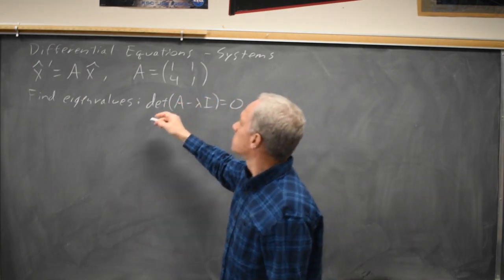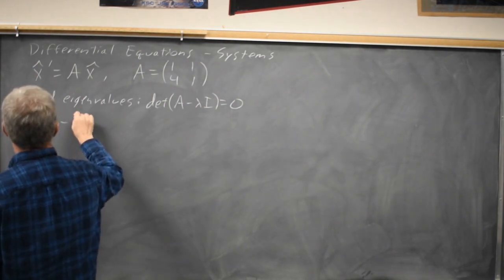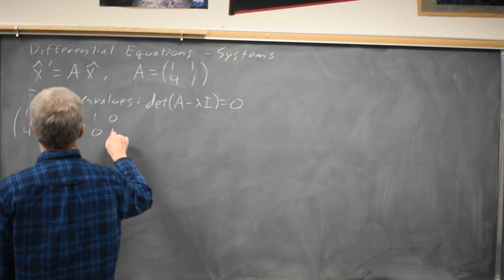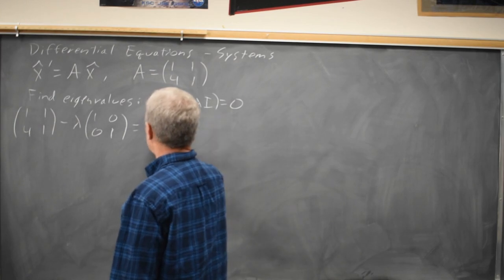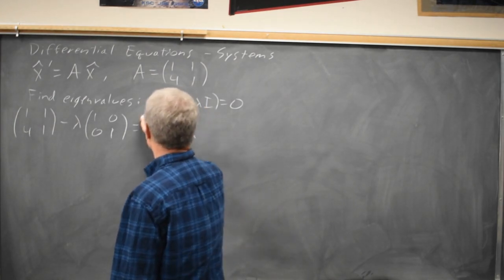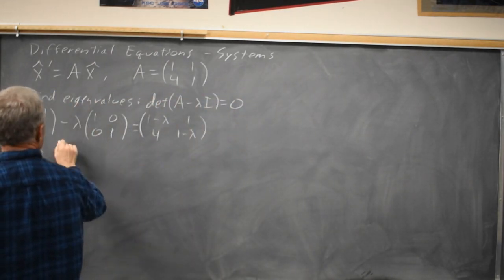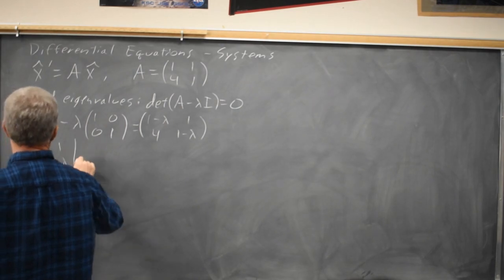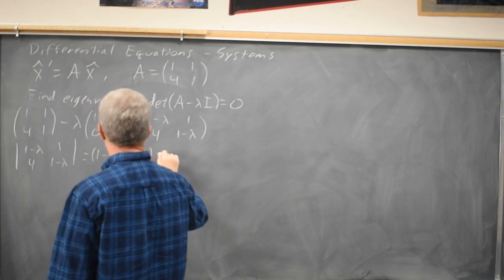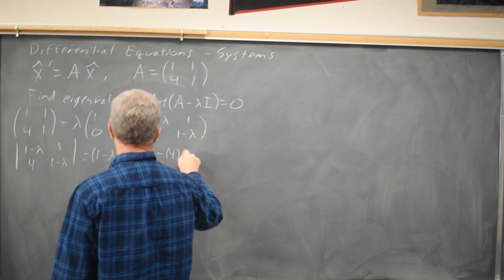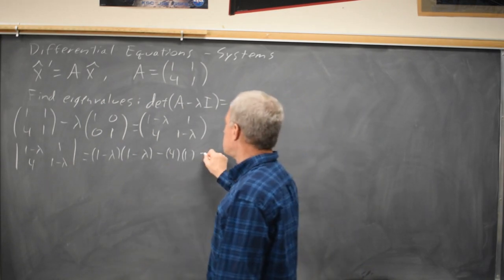So A minus lambda times the identity will give me [1, 1; 4, 1] minus lambda times [1, 0; 0, 1], which equals [1 minus lambda, 1; 4, 1 minus lambda]. And the determinant of that matrix is (1 minus lambda) times (1 minus lambda) minus 4 times 1, the product AD minus BC in the matrix ABCD, and that equals 0.